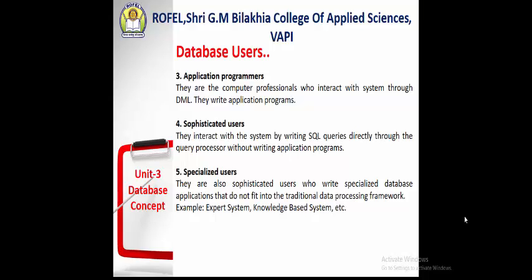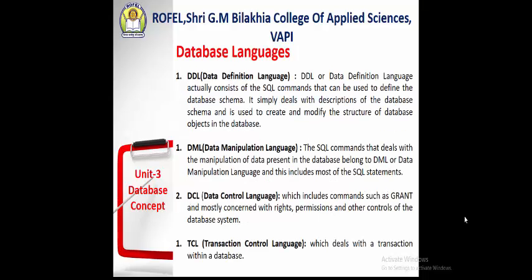And specialized users are also known as sophisticated users, but they are some specialized database application users, and they use some specialized databases like expert systems and knowledge base systems. Then there are the database languages DDL, DML, TCL and DCL. There are 4 different database languages.